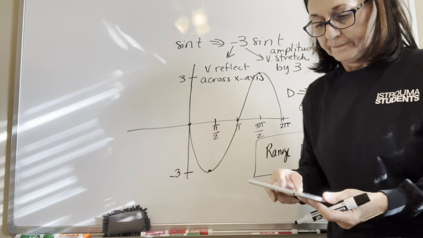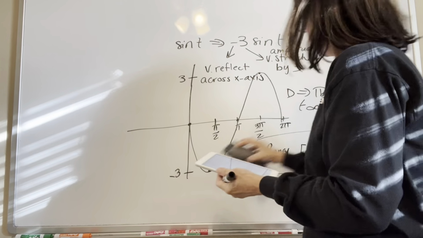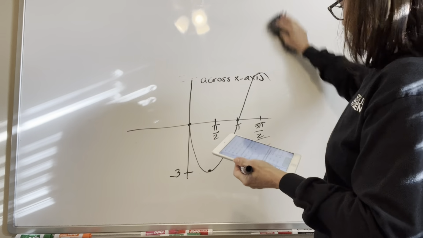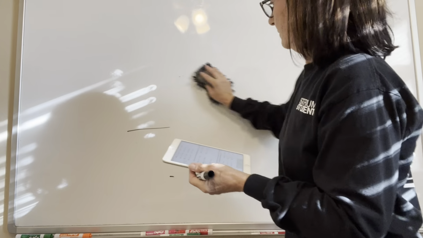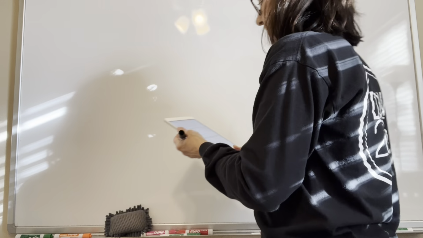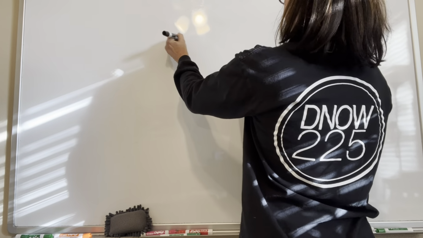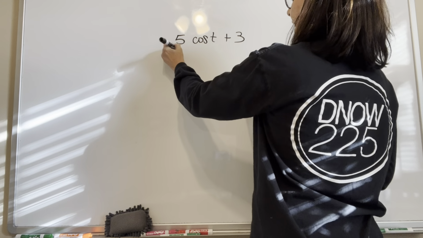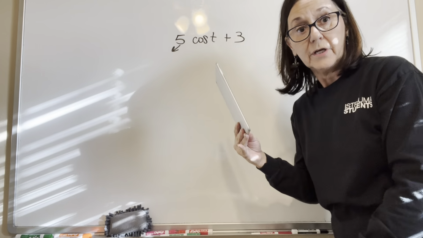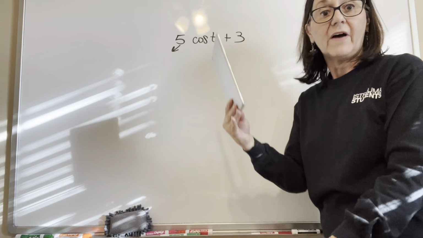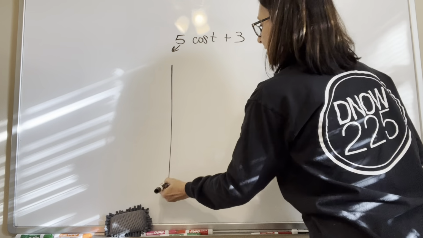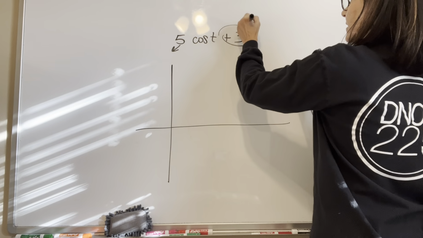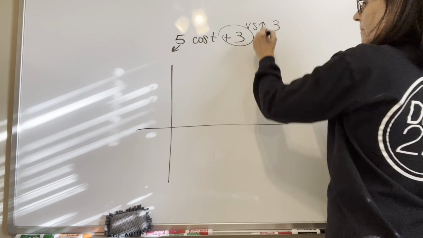All right, 42. Here's the transformation. All right, that is a vertical stretch. So our amplitude, we're going to go up to 5, down to -5. Except that we've been vertically shifted up by 3.